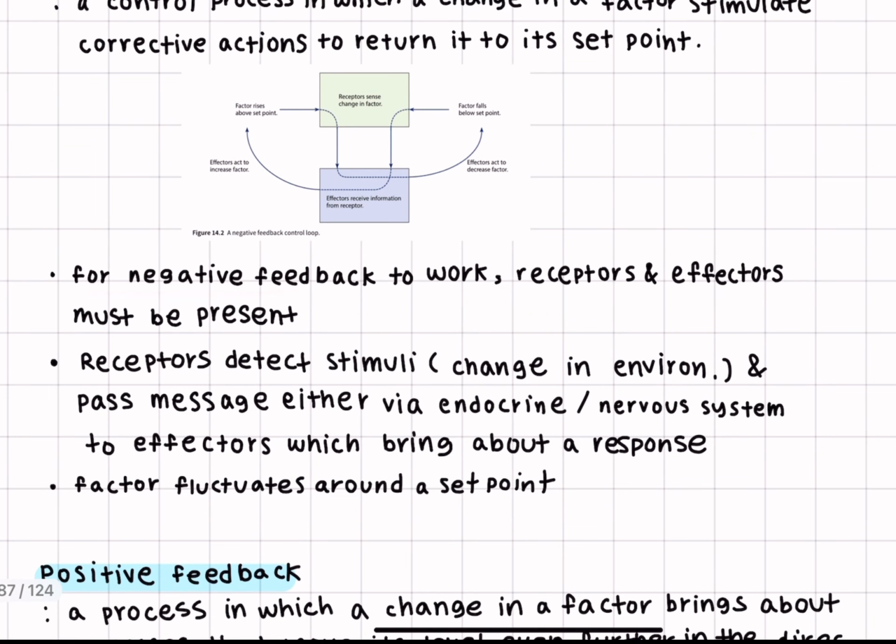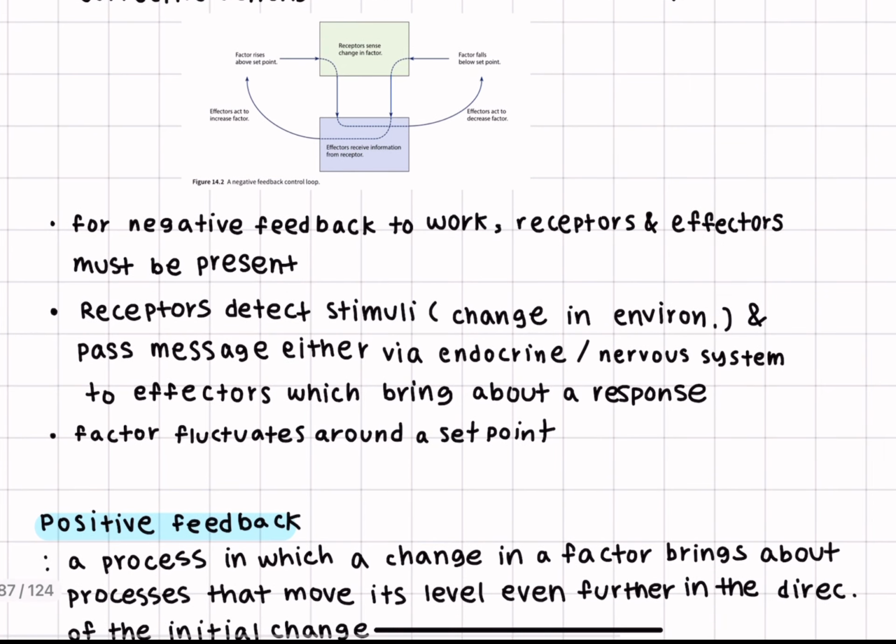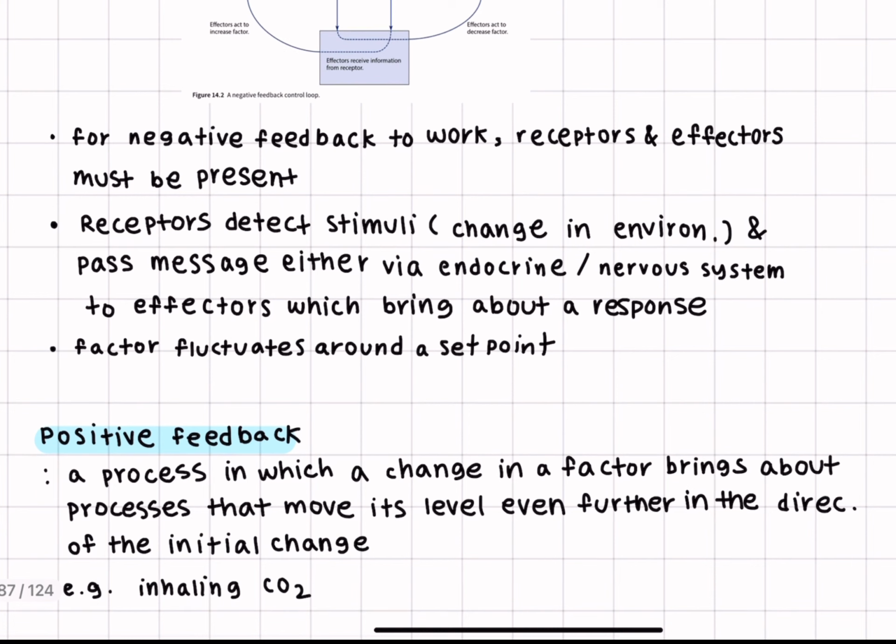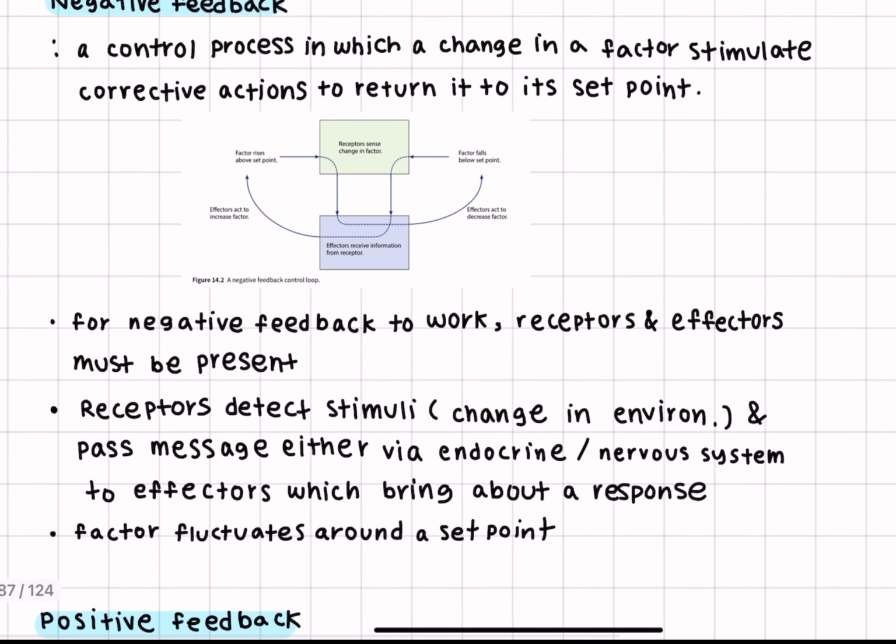So for negative feedback to work, receptors and effectors must be present. The role of the receptor is to detect stimuli. Stimuli are changes in the environment, and the receptor then passes a message either via the endocrine or nervous system to effectors, which bring about a response. And the result is that the factor fluctuates around a set point.